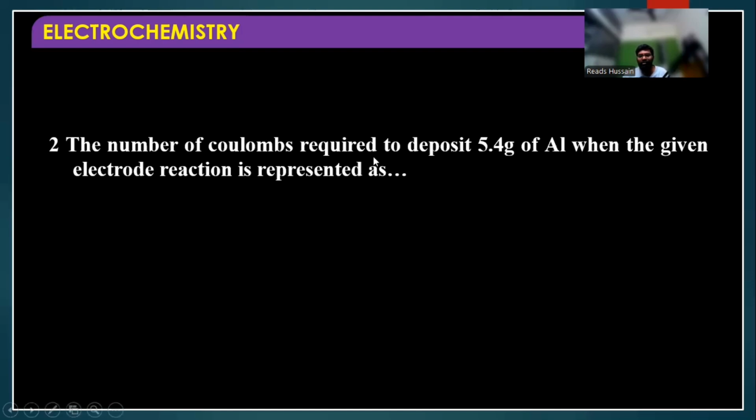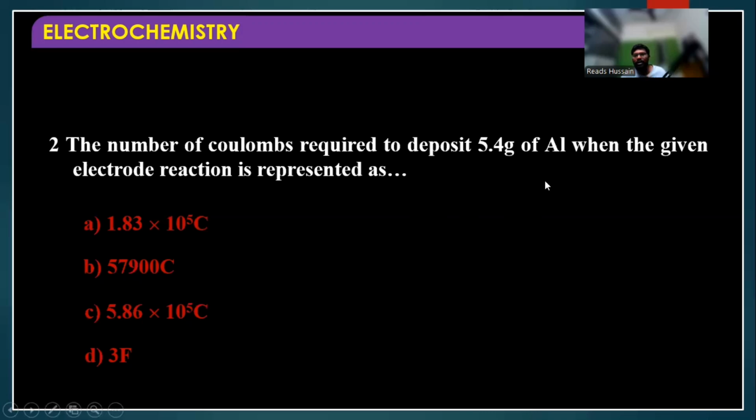The number of coulombs required to deposit 5.4 grams of aluminum when the given electrode reaction is represented as. See here, to deposit 5.4 grams of aluminum, how many coulombs of current do we require? So this is a simple but important formula. Can you tell me what is the valency of aluminum? Valency of aluminum is 3. No. All of you, please note down this statement. 1 Faraday deposits 1 gram equivalent weight of the substance. 1 Faraday is equal to 1 gram equivalent weight.